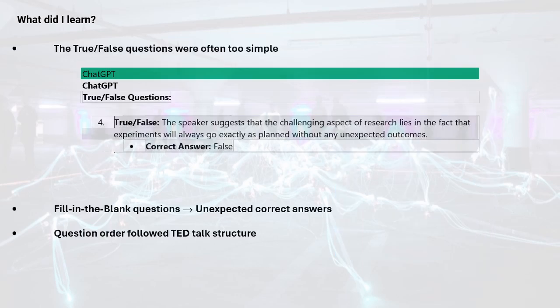The true-false questions were often too simple and students would be able to answer them without watching the TED Talk. I didn't end up using any of them. This example is one that is just blatantly obvious. Most of the fill-in-the-blank questions were not explicit enough to have only one possible correct answer. This would make them unsuitable for automated marking.